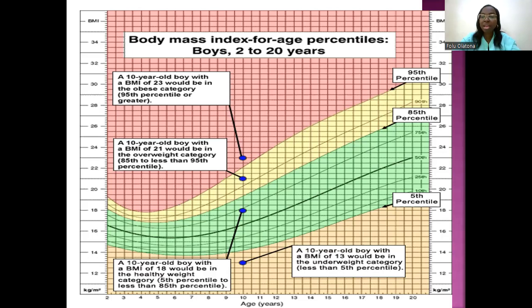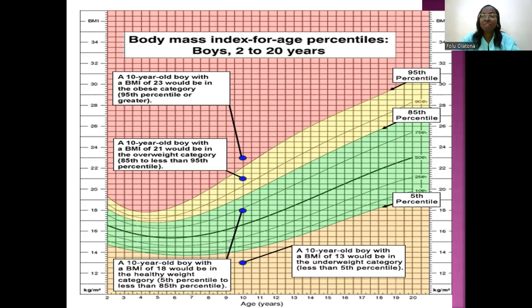But if you plot many blue points, and it goes up above the yellow boundary, you know that that child is obese. So if it goes below the green boundary, what would you say about that child? Underweight.